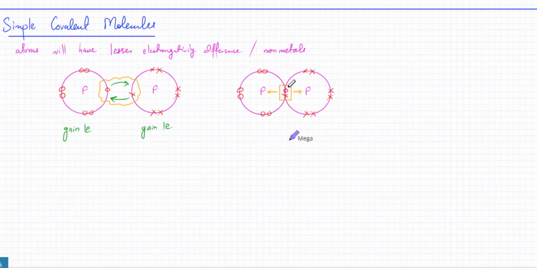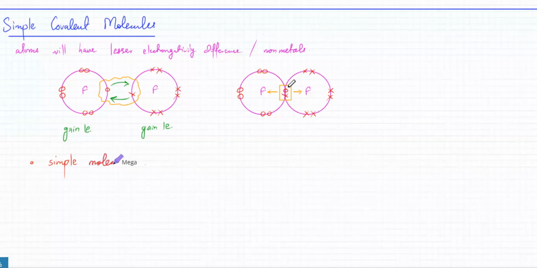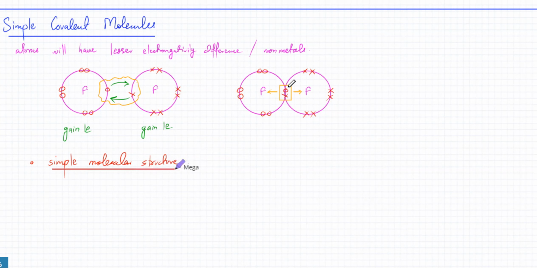The first thing is, let's talk about the properties. This is known as a simple molecular lattice, or simple molecular structure. Now, what happens in a simple molecular structure is that you've got a fluorine molecule.